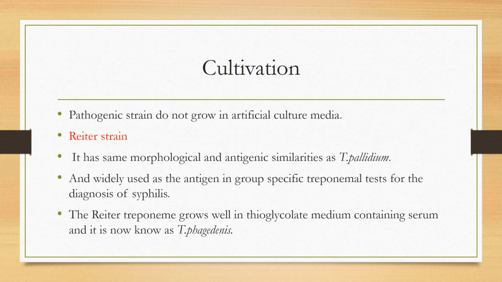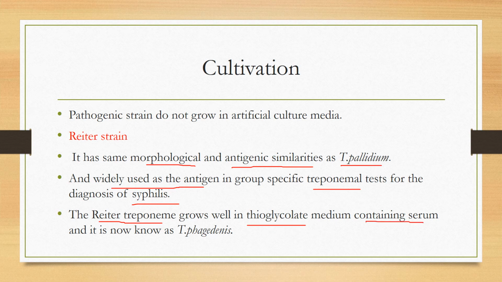Cultivation. Pathogenic strains do not grow in artificial culture medium. One is the Reiter strain. It has the same morphological and antigenic similarity as Treponema pallidum and is widely used as antigen in the group specific treponemal test for diagnosis of syphilis. Reiter Treponema grows well in thioglycolate medium containing serum, and it is now known as Treponema phagedenis.